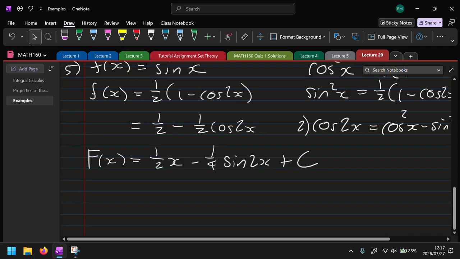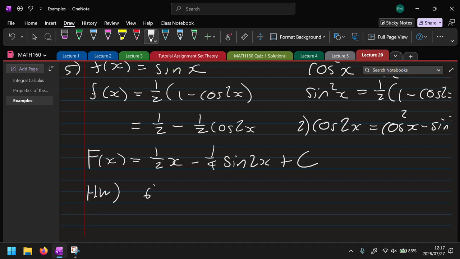Okay, so a problem for homework, and then we'll be done. Sine to the 4. Here, you can think of this as sine squared, squared. So you use the trig identity once for sine squared, use the identity again for sine squared, and then you can get your answer. And later on, we'll see what happens with sine to the 6 and 8 and all those ones.